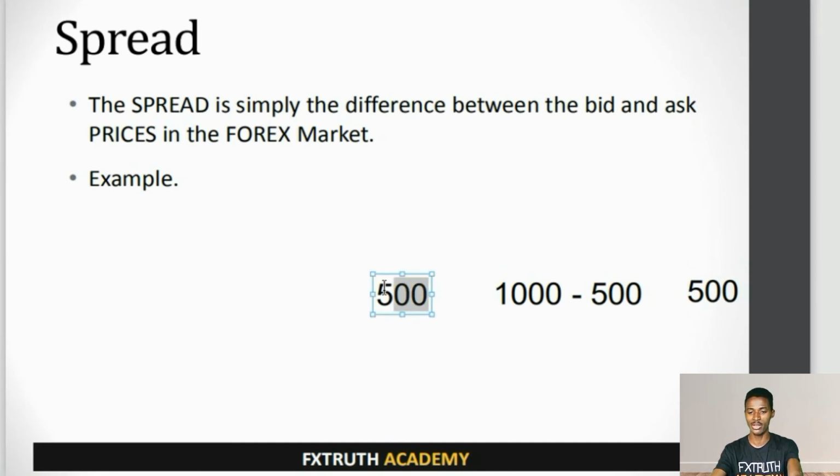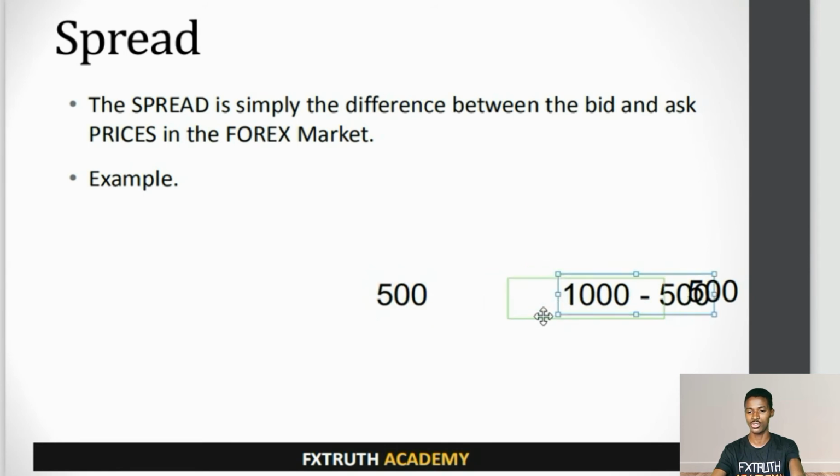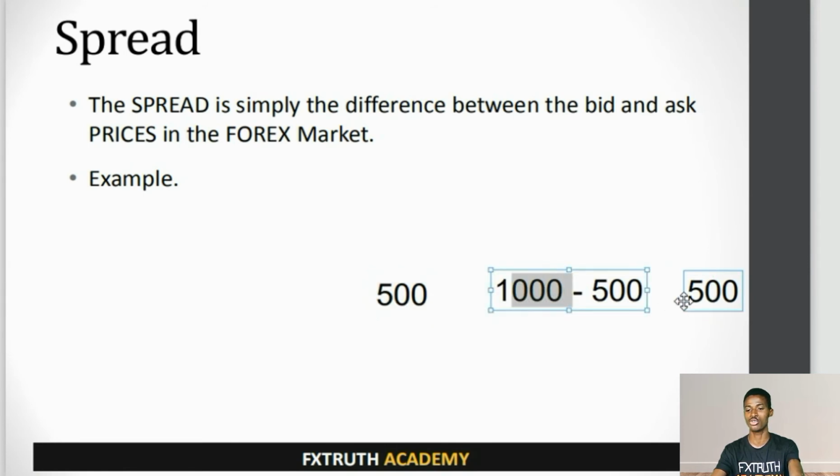So in other words, if you subtract this 500 from this 1,000, you'll be getting this 500 here. So this 500 we have here is the spread. The distance between this 1,000, which is the price you are selling at, and the price you bought at, is this result, which is the 500, and it is also known as the spread in the forex market. So I hope you understand this.